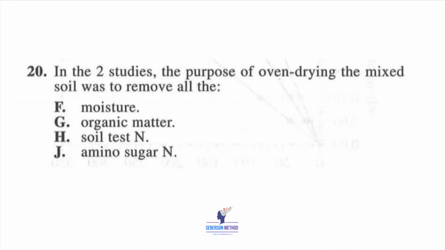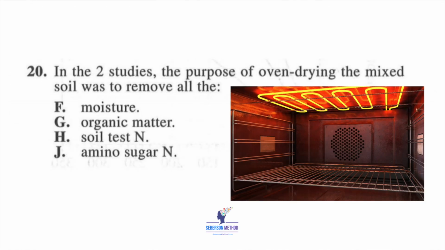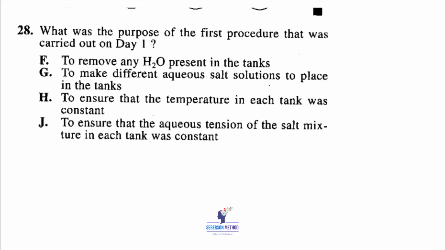Right here. In the 2 studies, the purpose of oven drying the mixed soil was to remove all the... it's always going to be moisture. Whenever something is being heated, it's always to remove the residual moisture, the residual H2O. Remember how in the video about dependent and independent variables, we talked about the fact that everything has to stay the same, and that moisture factor could really interfere with the other agents that you're trying to test. So you want to make sure that everything is clean, everything is sanitized, and everything is perfectly dry. So whenever you're heating something up, you're removing the moisture.